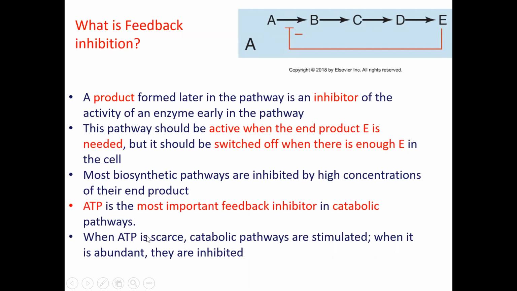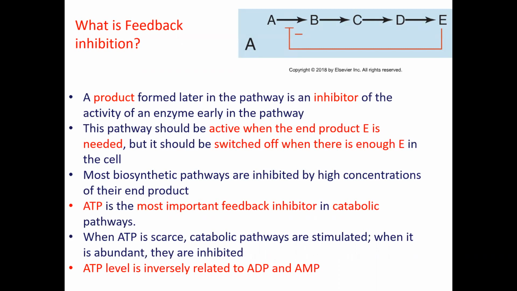So if we have very little ATP, catabolic pathways will go faster. If we have too much ATP, then catabolic pathways will be inhibited. So this is an example of feedback inhibition. You should also remember this when we talk about the level of ATP. ATP is the energy currency of the cell. If we have too much ATP, it will signal a high level of energy in the cell.